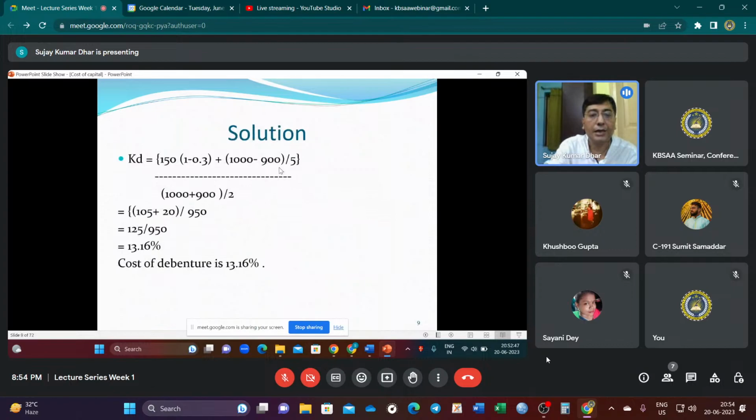Whole divided by (1000 plus 900) by 2. So if you put the values, you will get the cost of debenture as 13.16%. And what is 13.16%? That means if a company wants to raise funds by issuing debentures, the company has to incur a cost of 13.16%.